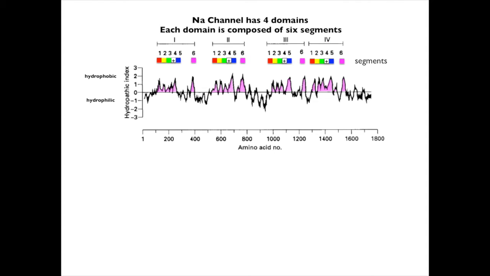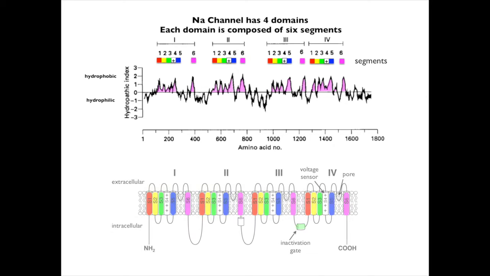The linear arrangement of the segments in each of the four domains, as they occur in the membrane, is shown in the lower part of the slide. If you look at one domain, say domain 1, you can see the six segments, each labeled by an S with a number from 1 to 6.